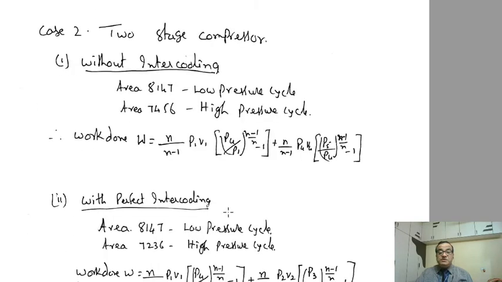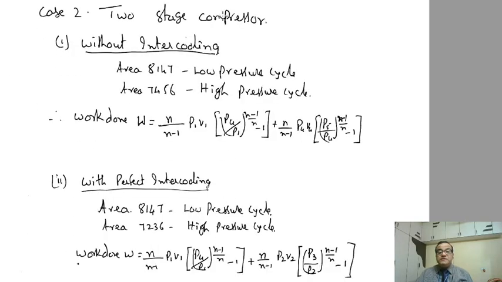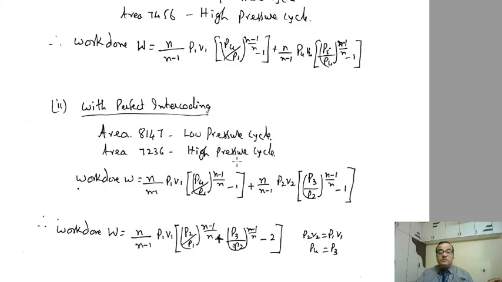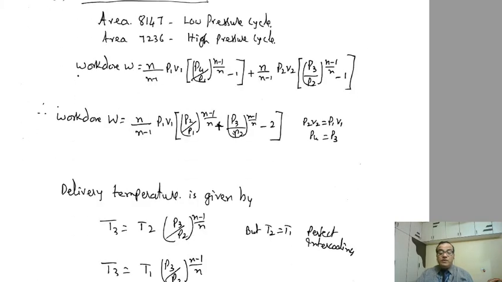Now case 2, two-stage compression without intercooling, that is area 8147 low pressure cycle and area 7456. So work done is n by n minus 1 P1 V1 [(P4 by P1) to the power of (n minus 1) by n minus 1], because the delivery pressure for the first cylinder is P4, plus n by n minus 1 P4 V4 [(P5 by P4) to the power of (n minus 1) by n minus 1]. Basically we are doing it for perfect intercooling. So what is the work done for perfect intercooling is what we'll learn.